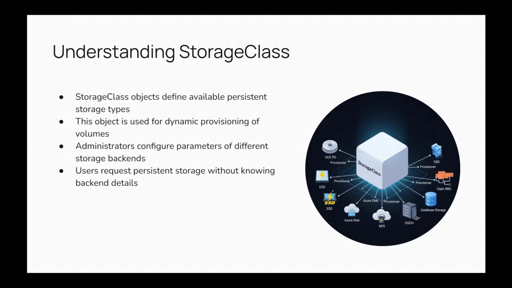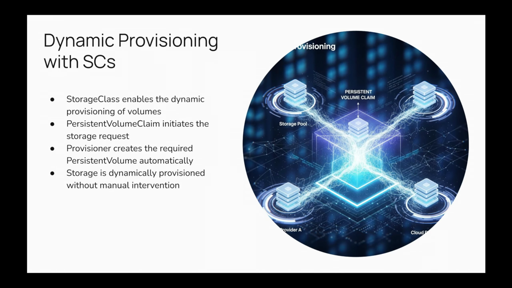Imagine a developer needs 5 GB of storage for a new database. They have to file a ticket and wait for you, the administrator, to carve out the storage and write a new PV manifest. This is where dynamic provisioning comes in, and it's a modern automated way to handle storage in Kubernetes. Understanding storage class. The heart of dynamic provisioning is a resource called storage class.